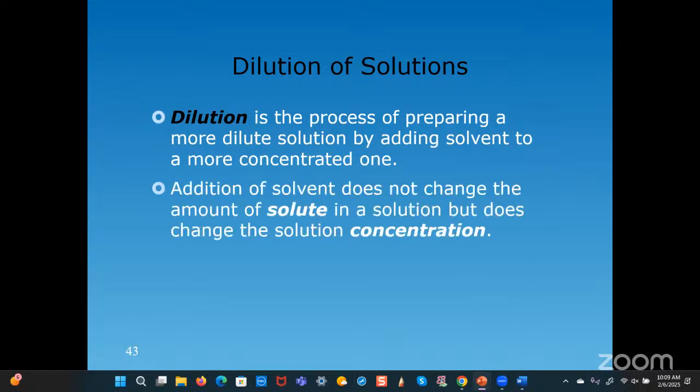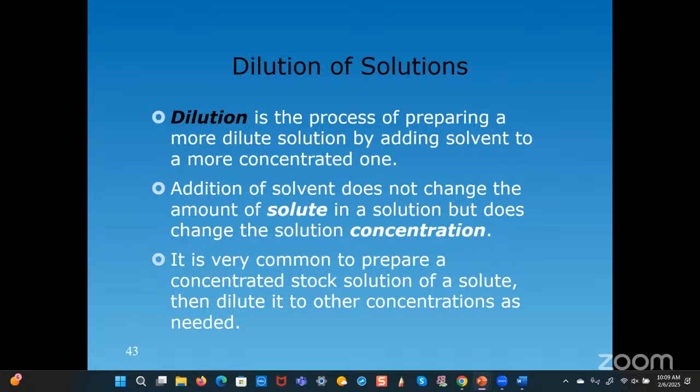The key thing you need to remember when it comes to diluting any solution is that when you add solvent to your solution, you're changing the volume, of course, but you will not change the amount of solute present in the solution. So whatever the amount of solute you had before in the more concentrated solution will be the same in the more dilute solution after dilution.